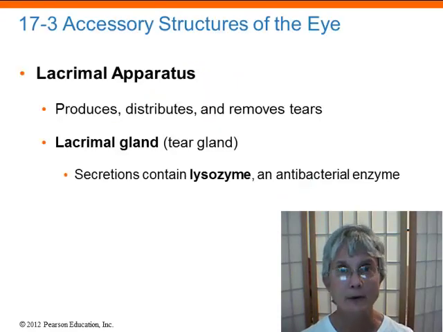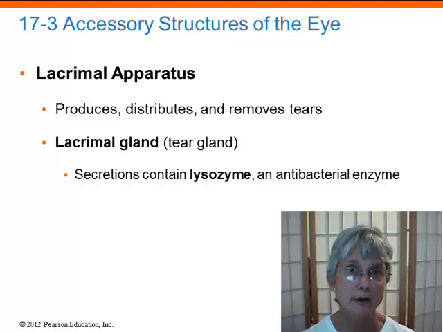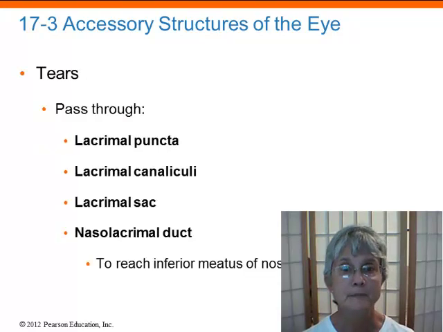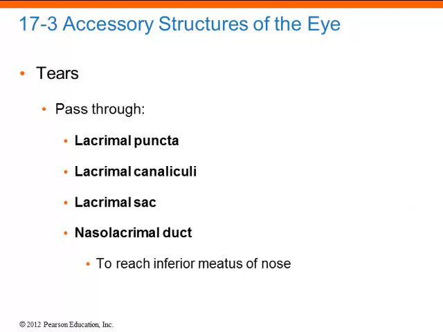The lacrimal apparatus produces, secretes, and drains the tears. The lacrimal secretions include lysozyme, which is an enzyme that can break down bacterial cell walls. Tears pass through a specific pathway. I think it'll be easier if we just look at the picture to study these structures.